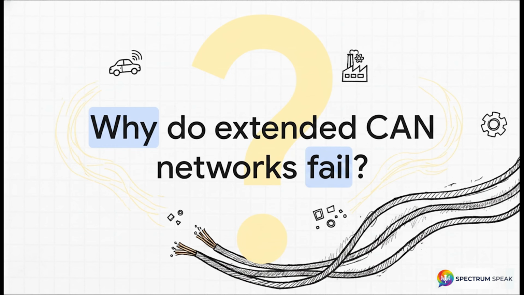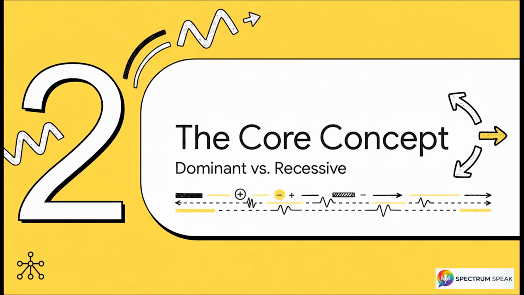So why does that happen? Well, the answer actually isn't in your software. You literally cannot code your way out of a physical layer problem. To fix this, we have to look at the exact physics of how those bits travel down the copper wires. And that brings us to Section 2, the core concept, dominant versus recessive states. This is the absolute foundational theory of how signals move on a CAN bus.